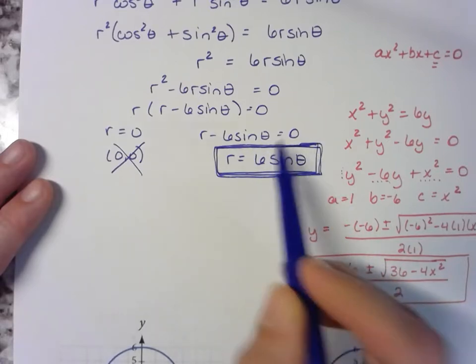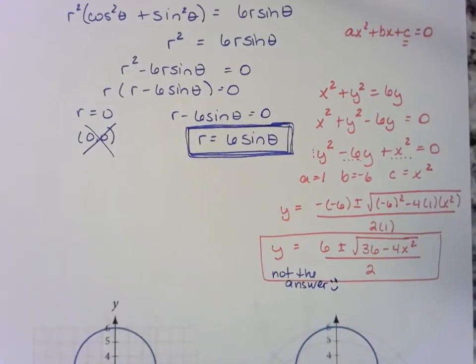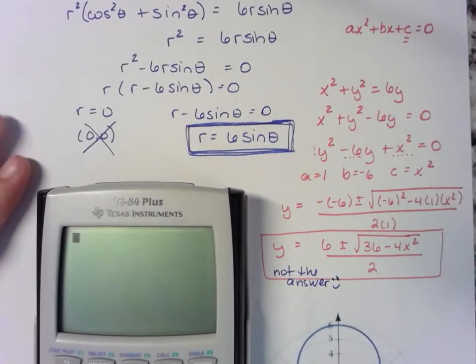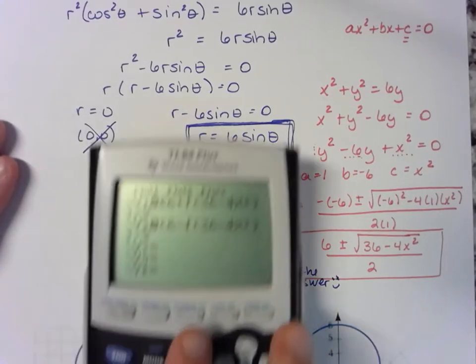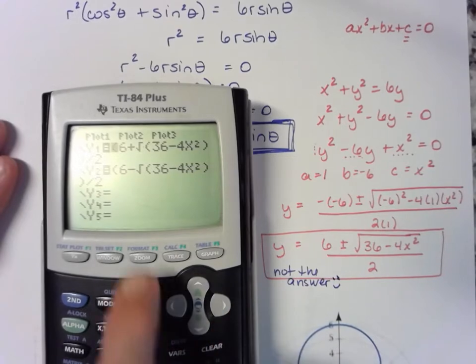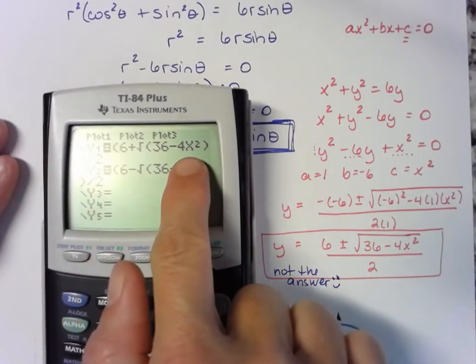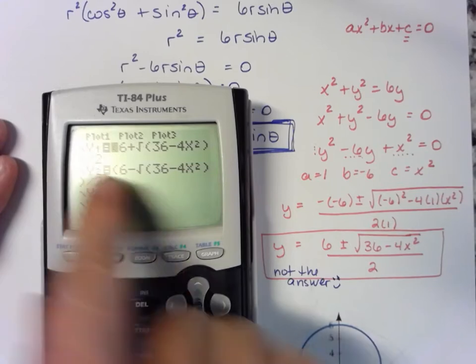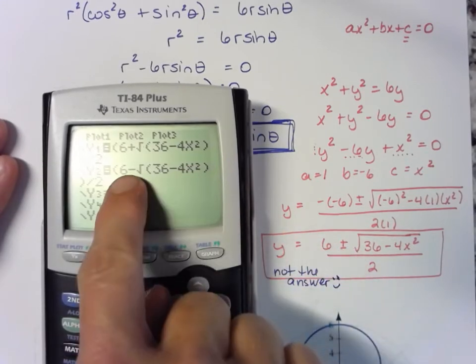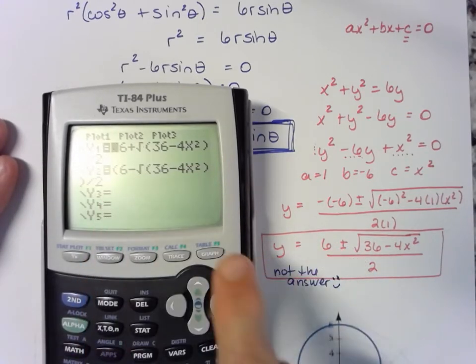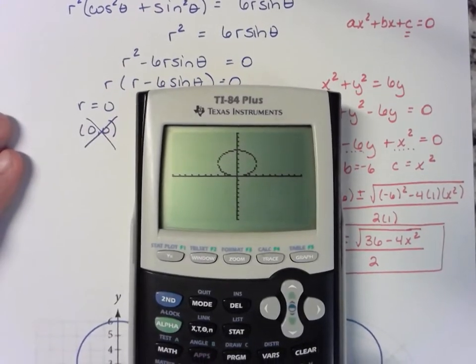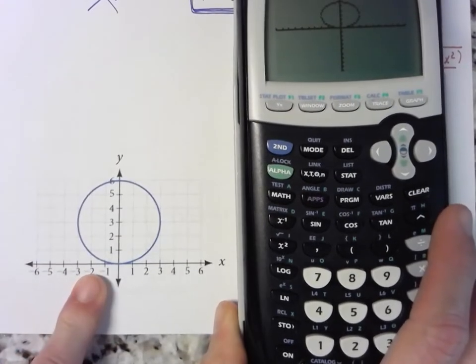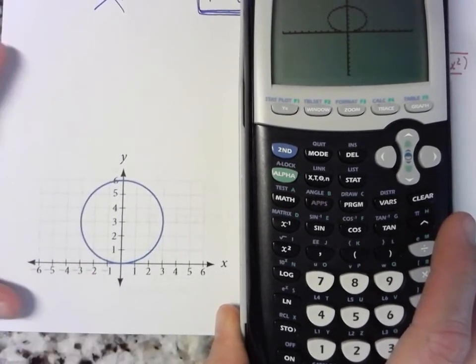What I want to do is graph both of those and see if they look the same. So let's use our calculators and review. Oh, I already have it in here. That's nice, I don't have to retype it. We have 6 plus the square root of 36 minus 4x squared all divided by 2. That's the plus one. And then we also have the minus one. So if we graph it, we get this nice little circle. That's actually this one right here on the rectangular coordinate plane.